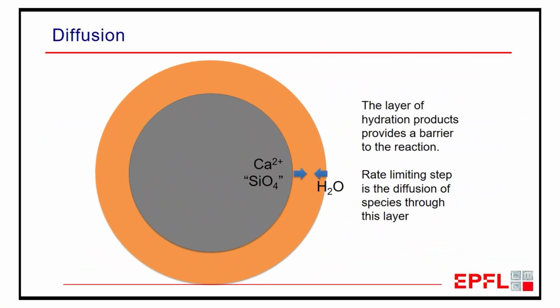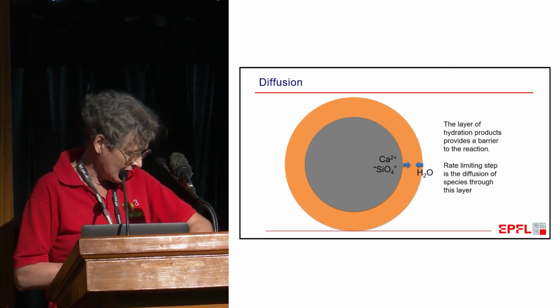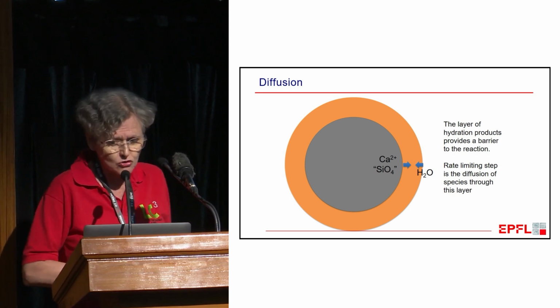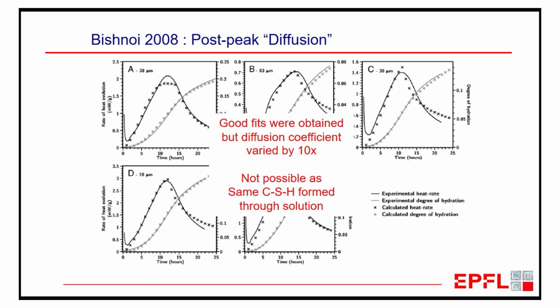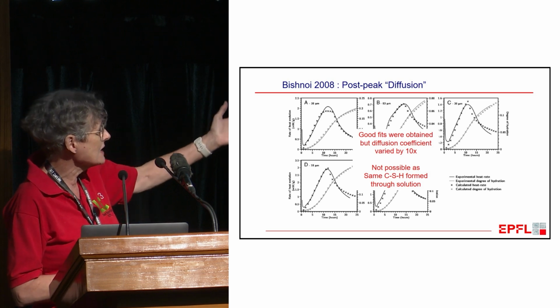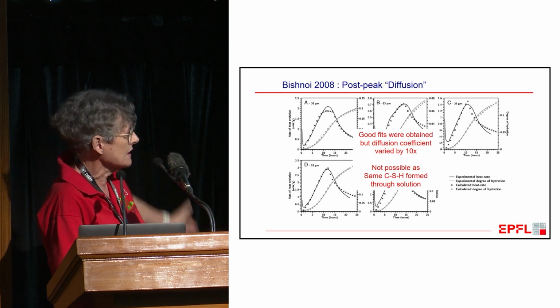So the idea of diffusion through a layer is, this is your cement grain here, and you start to form CSH, and the idea is that's a kind of homogeneous layer, and the reacting things have got to go through that layer. So here you see the solid lines. This is the experimental data of Costoya, and the dots are the modeling that was done by Shashank, and it looks great. It looks like, well, this is the answer.